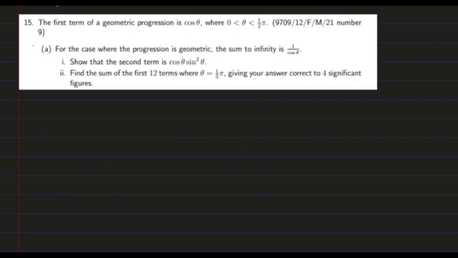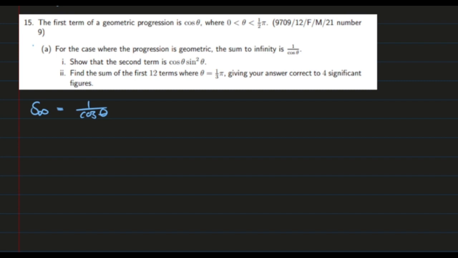Number 15. The first term of a geometric progression is cos theta, where theta is between 0 and half pi. A. For the case where the progression is geometric, the sum to infinity is 1 over cos theta. Part i. Show that the second term is cos theta sine squared theta.